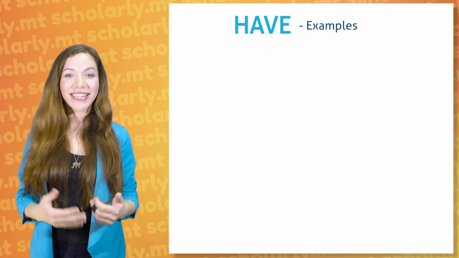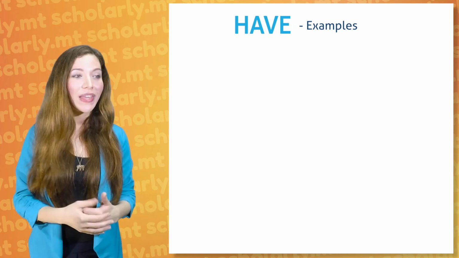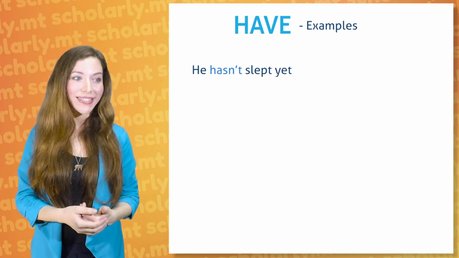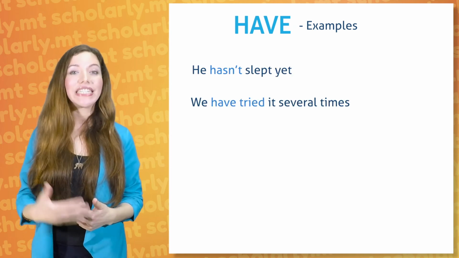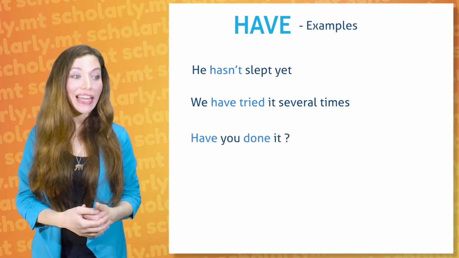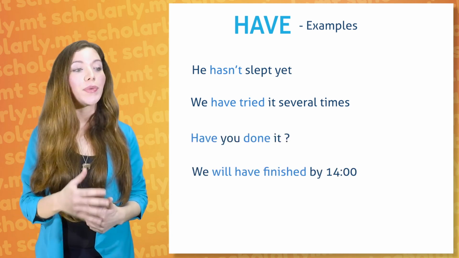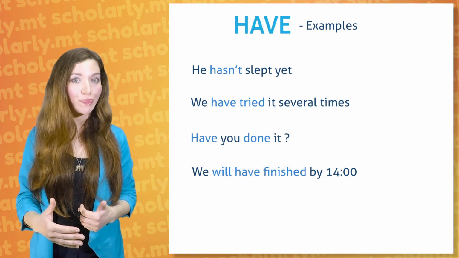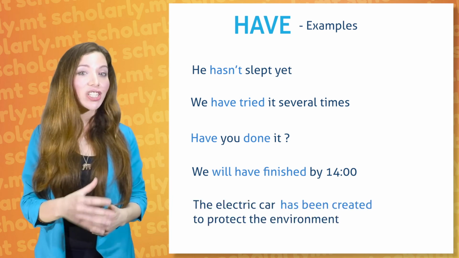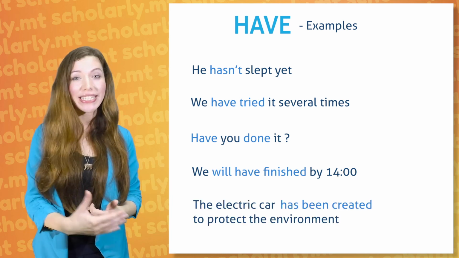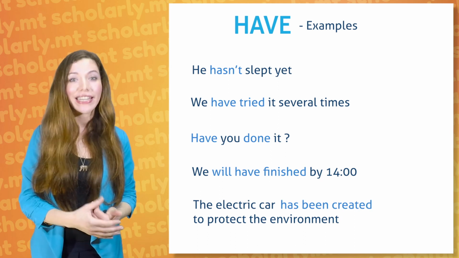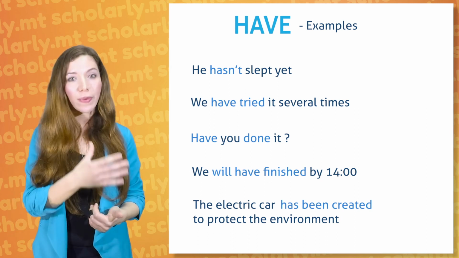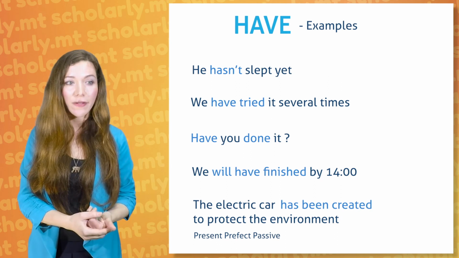Let's look at some examples with have. He hasn't slept yet. We have tried it several times. Have you done it? We will have finished by 2. The electric car has been created to protect the environment. That's an example of an auxiliary verb in the present perfect passive.